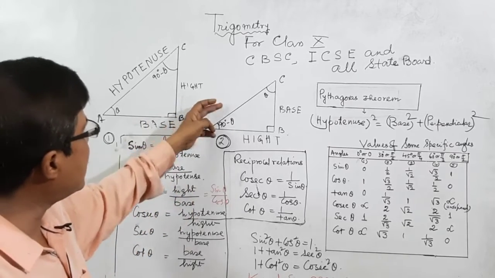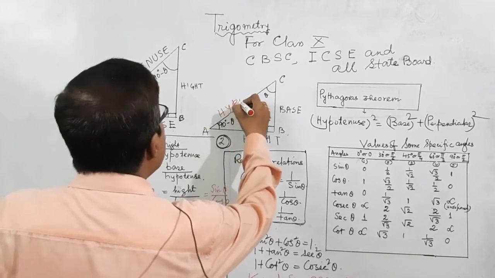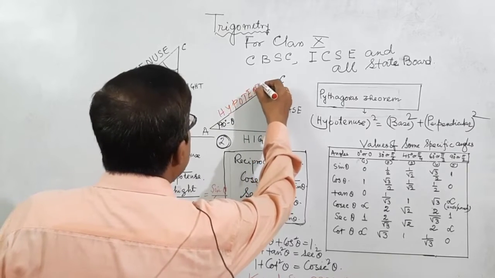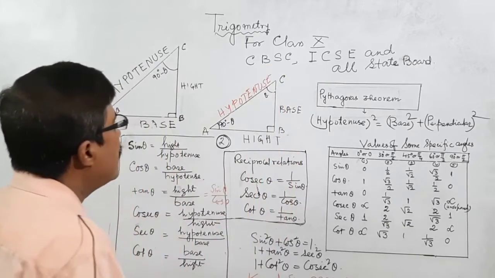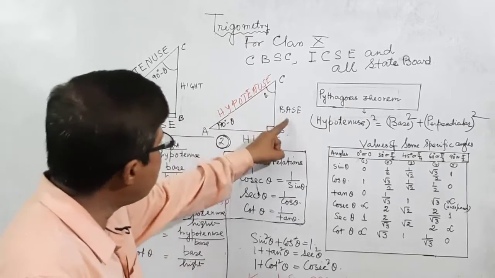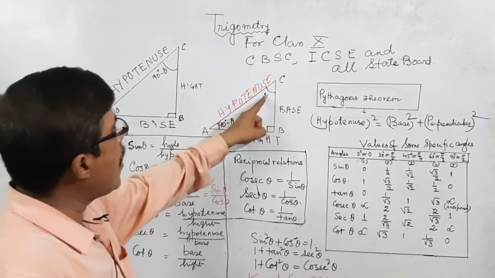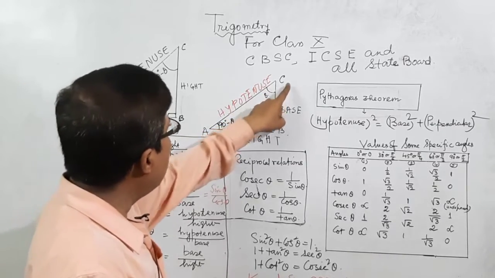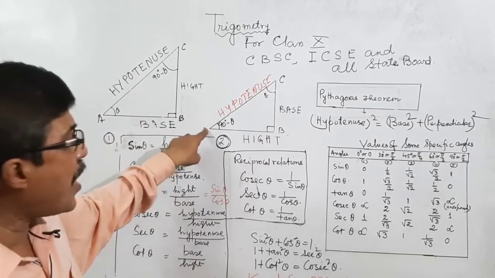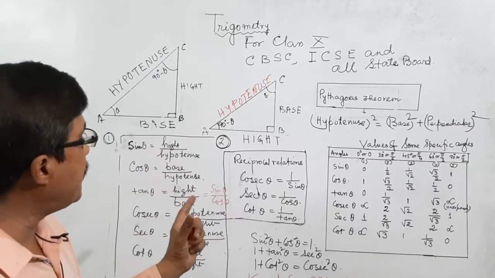Hypotenuse is hypotenuse. We are not changing the hypotenuse. We are changing base to height, and height to base. So ultimately at that time the angle of inclination will be angle C, that is theta, and A will automatically be converted into 90 degree minus theta. That means we are interchanging base to height and height to base.